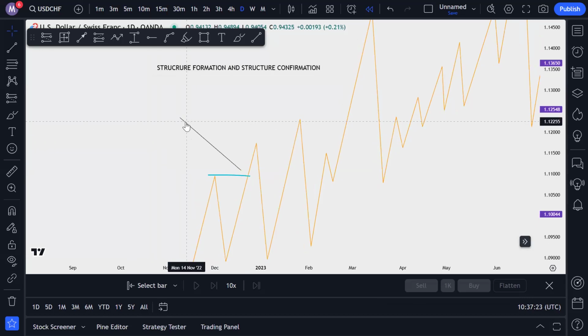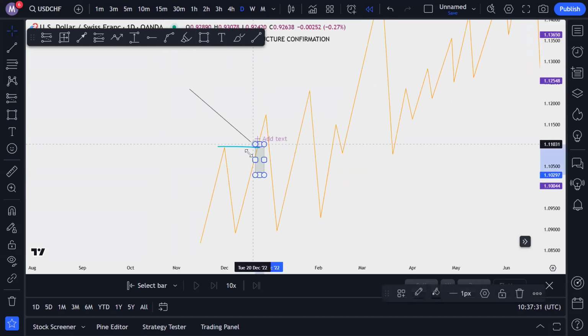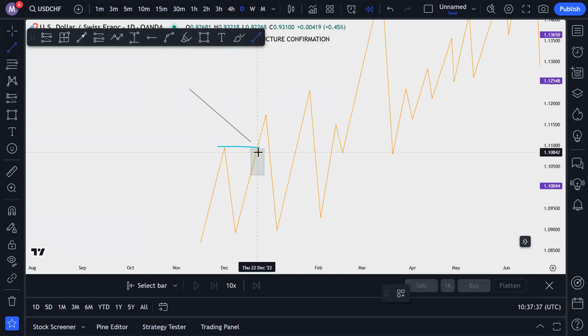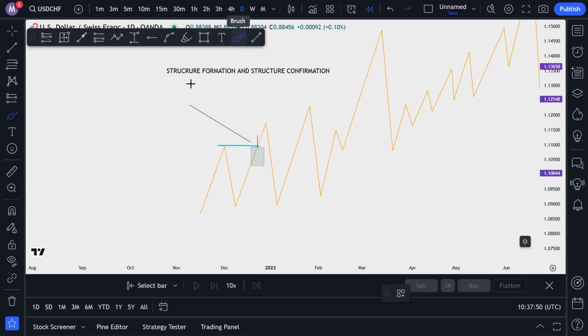The structure formation is when price comes to break this, to form a break of market structure here. But when price performs a break of market structure, it doesn't close with a full candle. Rather, it closes with a wick. That's what we call a structure formation. Price has formed a structure but not yet fully confirmed. It means that we can't mark this as our break of market structure. Why? The momentum that broke this high was still low.